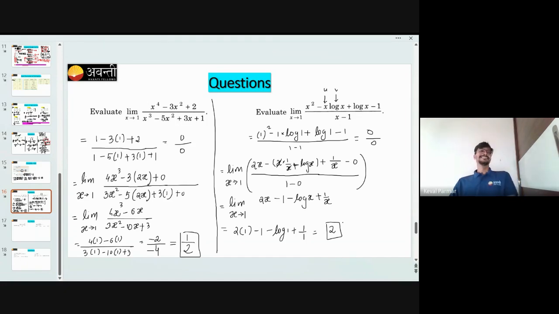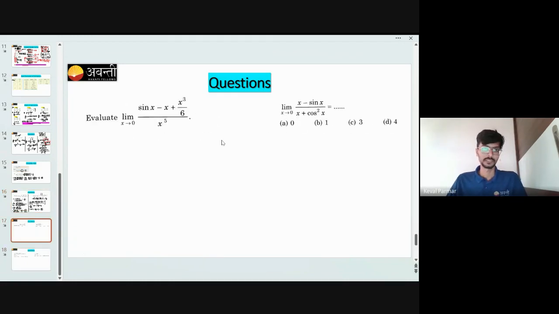Very good. So let us now move on to some next questions here. Okay, here it is. Again, let us check indeterminate forms first. So now I will directly check: if I substitute x equal to 0, sin 0 will be 0, minus 0, x is 0, plus 0 upon 6, which is 0. So in the numerator I got 0, and the denominator is x raised to 5, which is again 0.